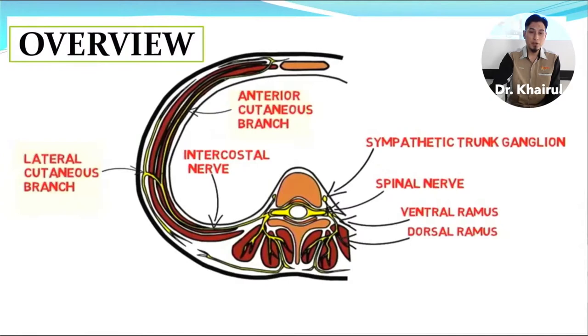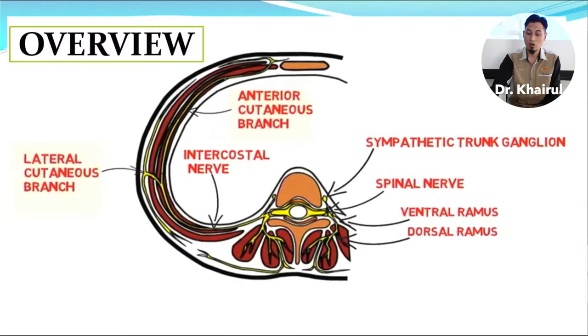This is an overview of abdominal wall innervation by the thoracolumbar spinal nerves. Spinal nerve gives rise to dorsal rami and ventral rami, and then the ventral rami will become the intercostal nerves and further divide into anterior cutaneous branch and lateral cutaneous branch. Lateral cutaneous branch further divides into anterior division and posterior division. There is also the sympathetic trunk ganglion, which arises from the dorsal root ganglion from the spinal cord.